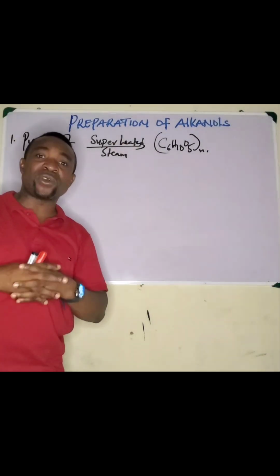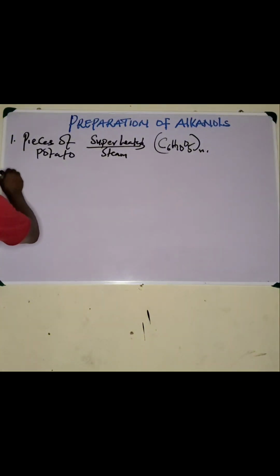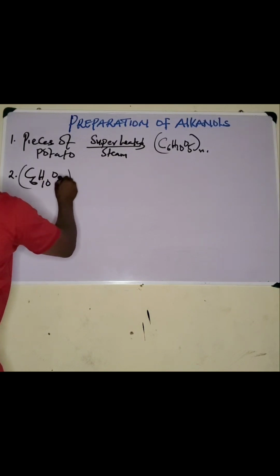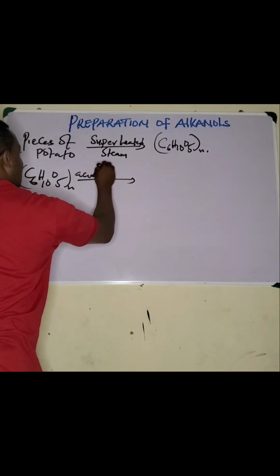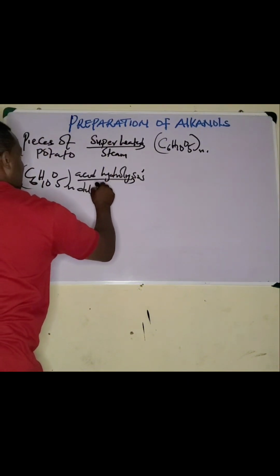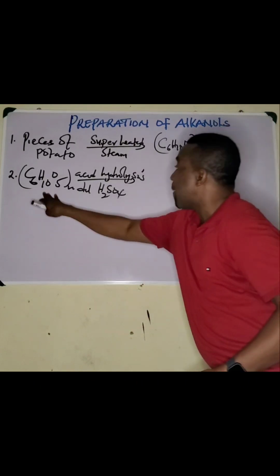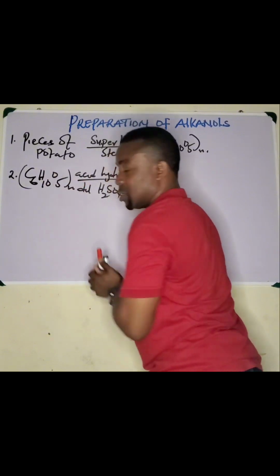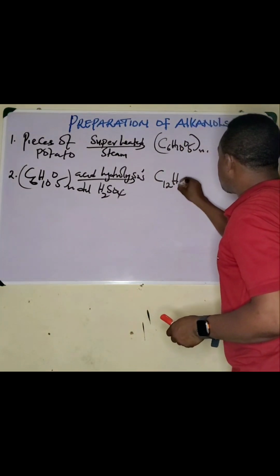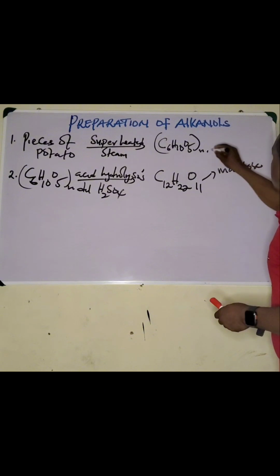Then after this, the second stage is the acid hydrolysis of the starch. The starch undergoes acid hydrolysis, and here we are using dilute H2SO4. What happens here? This starch, or polysaccharide, is converted to the compound known as maltose, C12H22O11. This is known as maltose. This is known as starch.